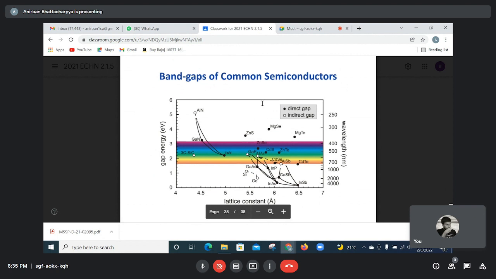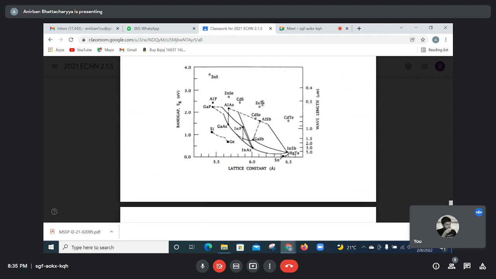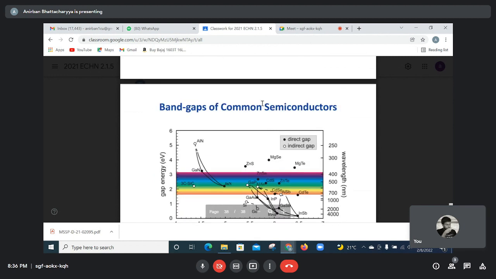Now, there is one more point here. Can you see some of these lines are dashed? Those dashed lines are something called indirect semiconductors. They do not emit light. The continuous lines are the direct bandgap semiconductors. So together, this diagram is the most important diagram of all of semiconductors, because you can figure out exactly what you want. So that is the band gap.